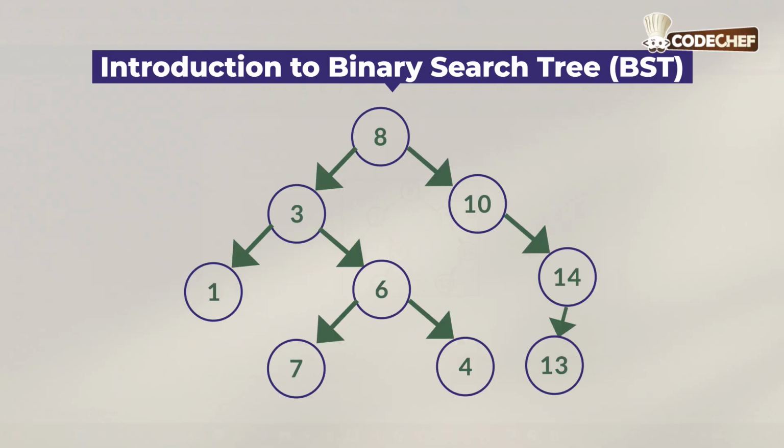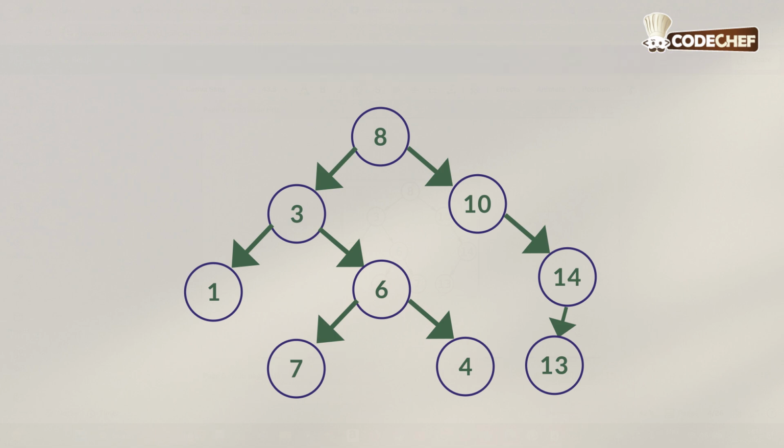So here is a visual example of a binary search tree where you can see all values in the left subtree are smaller and all values in the right subtree are greater.